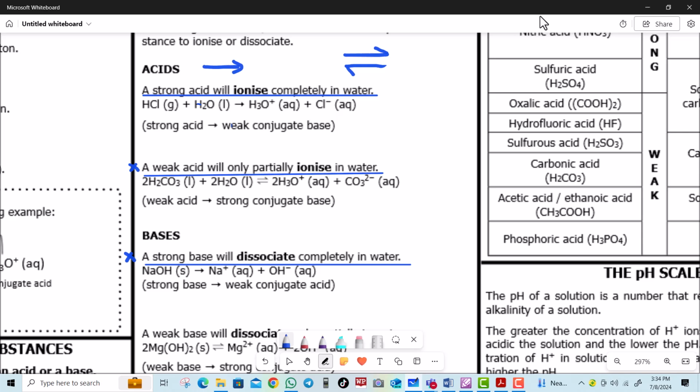This is an example here, okay? As you can see, sodium hydroxide dissociating to give us what? Sodium ions plus OH ions in water. Are we together? Note that a strong base will give us a weak conjugate acid. Okay? Will give us what? A weak conjugate acid.